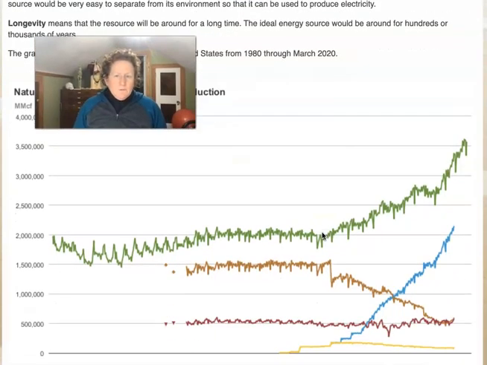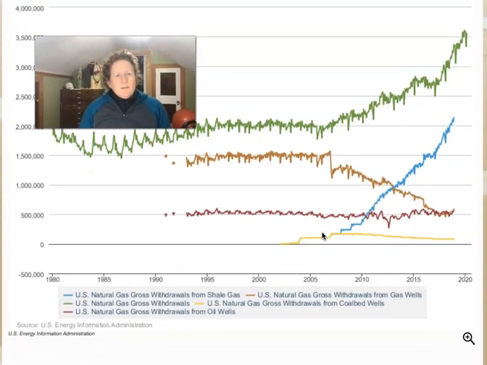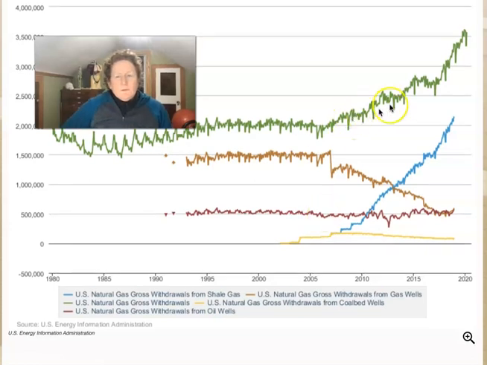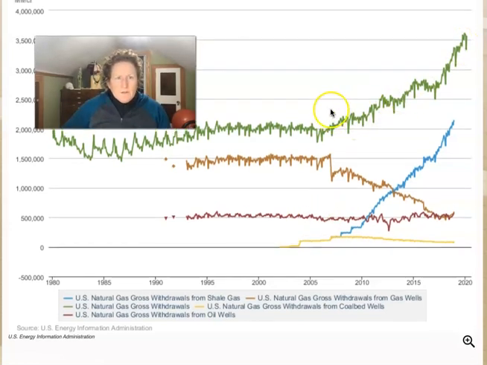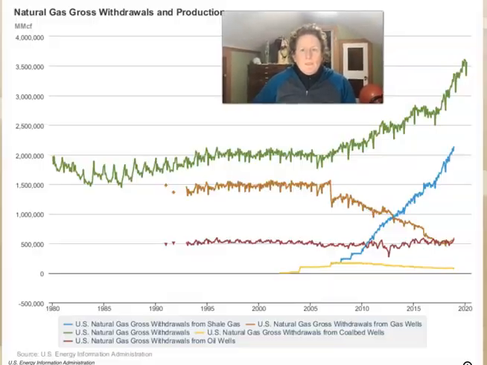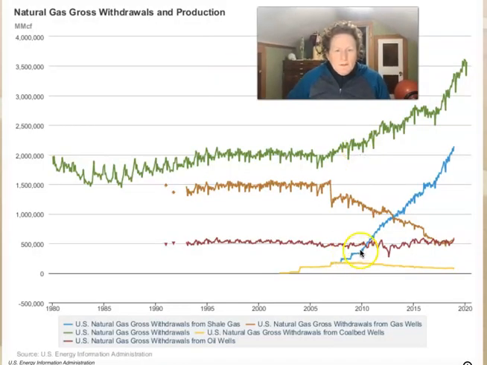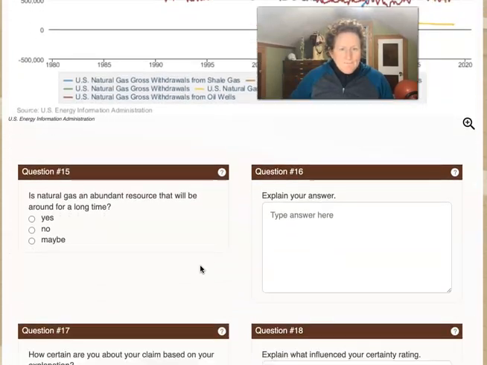So here's our natural gas. We looked at this in activity 3. We looked at the total natural gas production, and we looked at the shale gas production, and we concluded that shale gas production is probably contributing to the overall increase in natural gas production.